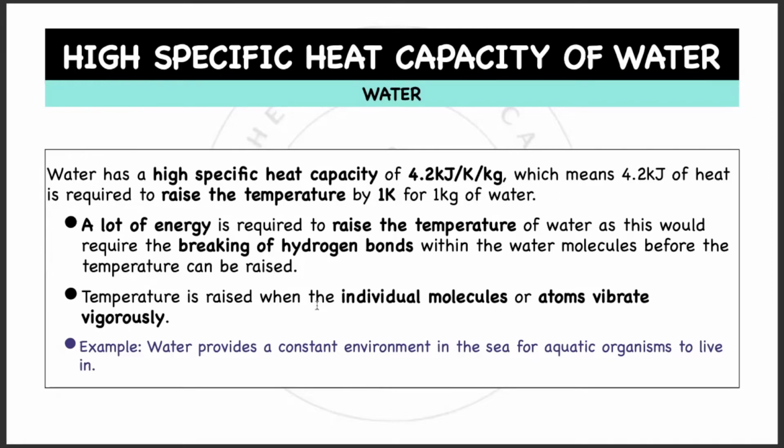So why is this important actually? You see, in the sea we have other organisms living there, right? You have the fishes and other aquatic organisms. If water didn't have a high specific heat capacity, by now the water would have evaporated and the animals would have died.